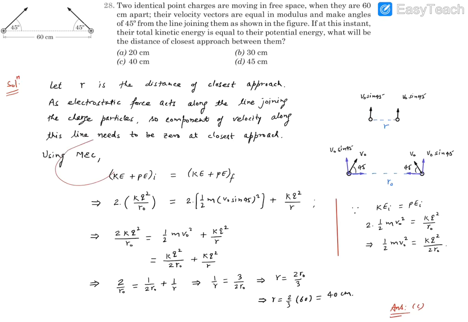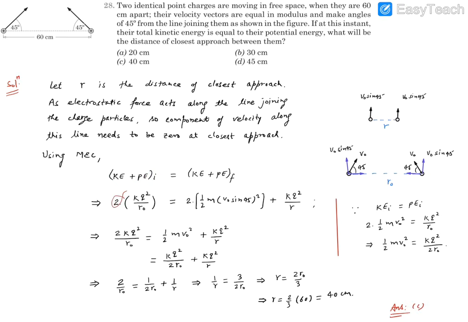So we can use mechanical energy conservation, because the only force here is electrostatic, which is conservative in nature. So you can say kinetic plus potential initially must be equal to kinetic plus potential finally. Initially it says kinetic energy and potential energies are identical. So we can say potential energy is equal to kinetic energy. That means kinetic plus kinetic, that means 2 times kinetic, or maybe 2 times potential. Since distance is known to us, writing potential is going to be easy.